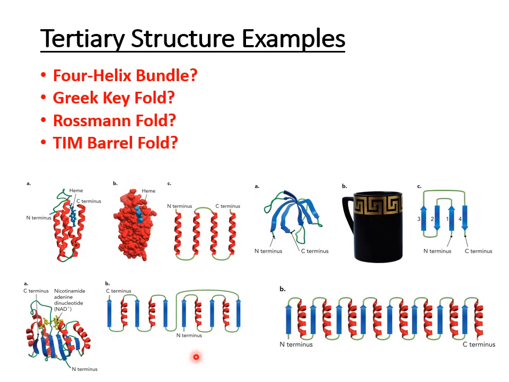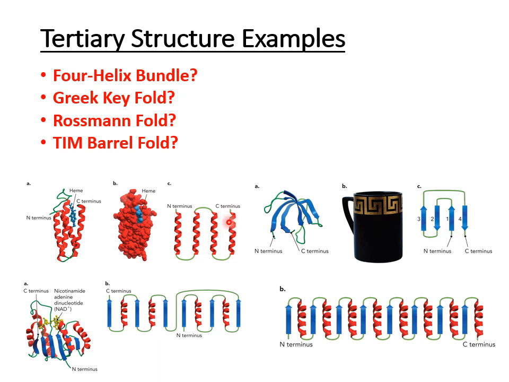Now, to give you a little more information on some of those levels of hierarchy, I want to draw your attention to tertiary structure examples. The first one here is that you can have a four helix bundle. And so, as the name suggests, you only have alpha helices present when you have a four helix bundle.